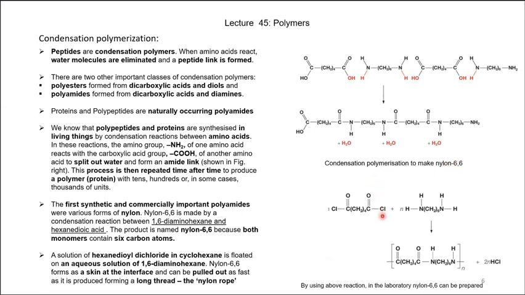Okay, we can have another polymerization, this is polypeptides, the protein link. And then we can have a synthetic, commercially important nylon, with a hexadiol, and a diacid chloride in hexacyclohexane. This is the product, and these together form a condensation polymerization, leaving a small molecule of hydrogen chloride.